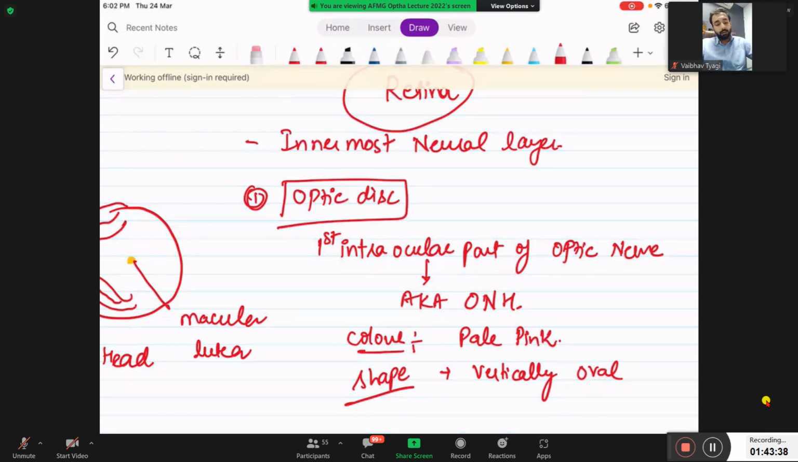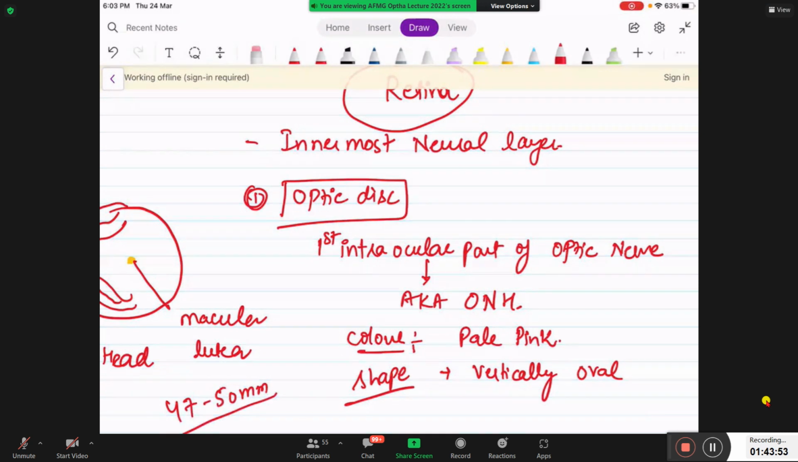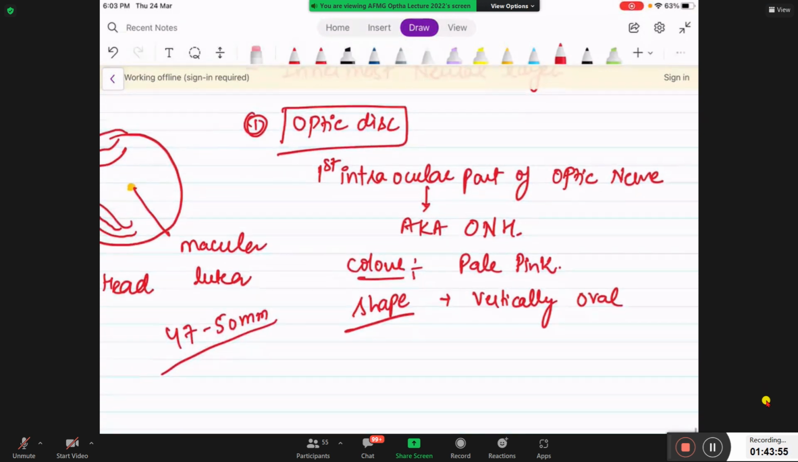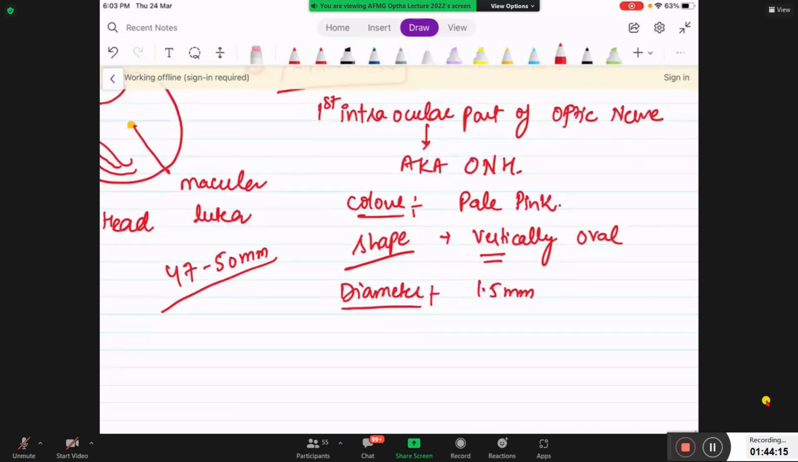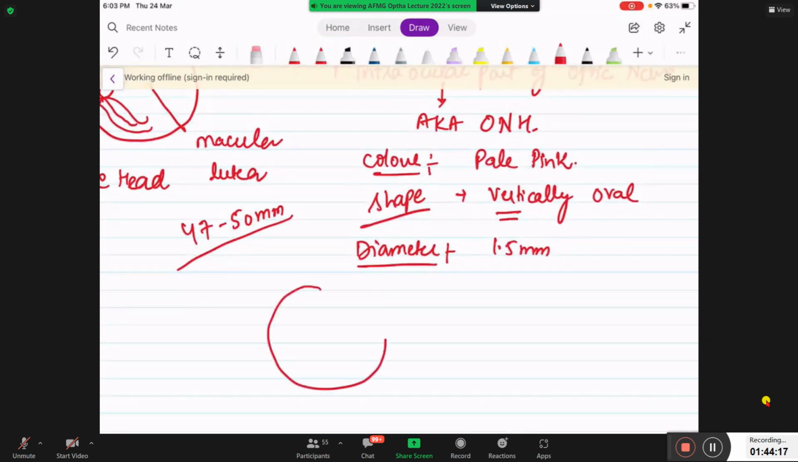Length of optic nerve is not important from your exam point of view, but if you want to know, the normal length of optic nerve is 47 to 50 millimeter long. Clear? So you have to remember the color and the shape. It is vertically oval, not horizontally oval. If they ask you the diameter of optic nerve head, also you have to remember it is 1.5 millimeter.